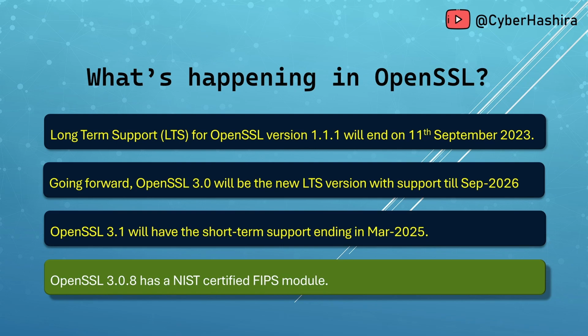OpenSSL version 3.0.8 has a FIPS module which has been certified by NIST. OpenSSL 1.1.1 did not have any FIPS module. The last version of OpenSSL to have its own FIPS module was OpenSSL 1.0.2.